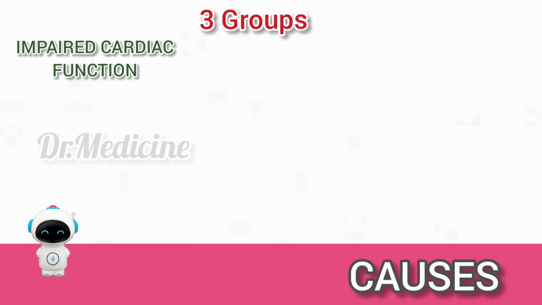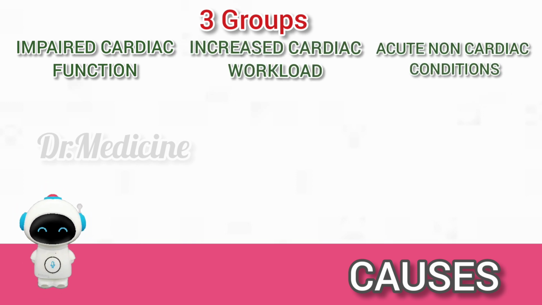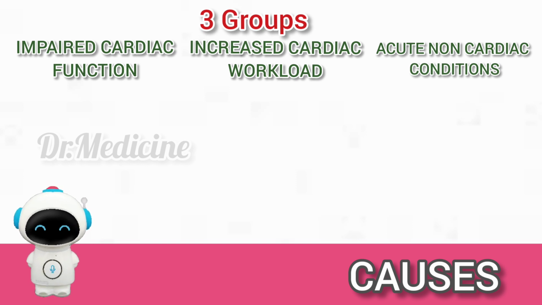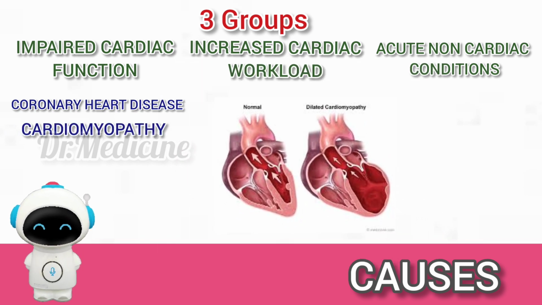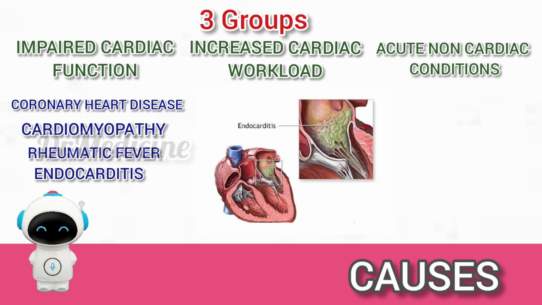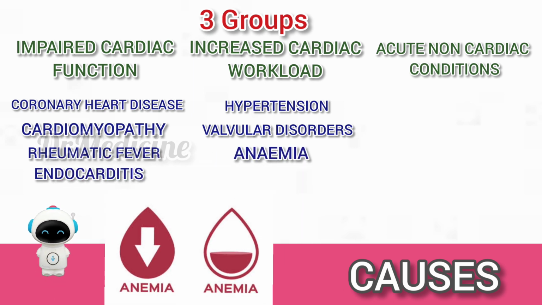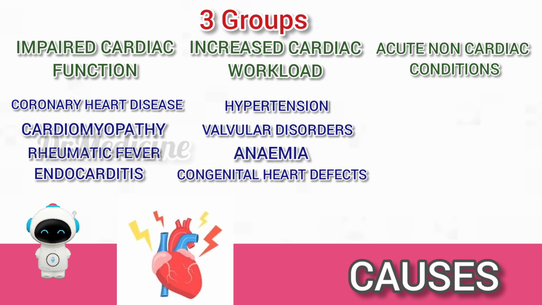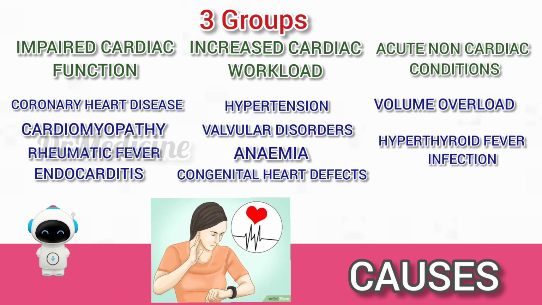The causes of heart failure are divided into three groups. 1. Impaired cardiac function. 2. Increased cardiac workload. And 3. Acute non-cardiac conditions. The impaired cardiac function includes coronary heart disease, cardiomyopathies, rheumatic fever, endocarditis. The increased cardiac workload includes hypertension, valvular disorders, anemias, congenital heart defects, and the acute non-cardiac conditions include volume overload, hyperthyroidism, fever, infection.